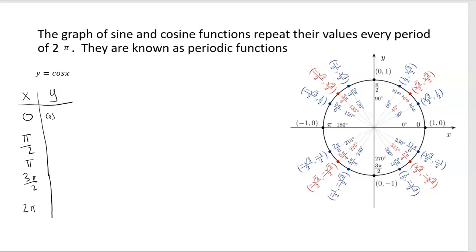And so again, this will give me the cosine of 0. And again, I'm going to use my graph, but this time I'm focusing on my x values, right? So this will give me a 1, cosine of pi over 2 gives me a 0. Cosine of pi is negative 1. Cosine of 3 pi over 2 is back to 0. And we always end where we start. So that means that this is going to be 1.